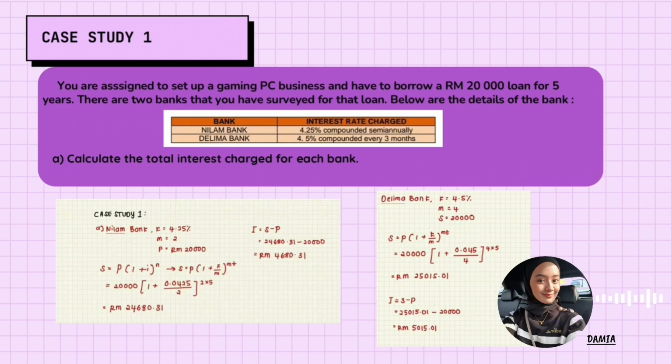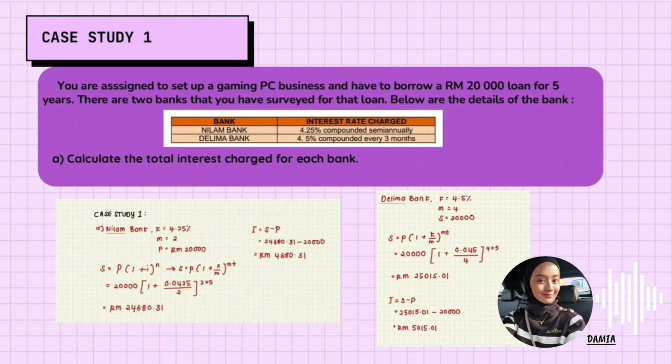So next, calculate the Lima Bank with the interest rate 4.5%, and the frequency will be 4, as it stated compounded every 3 months, and the principal will be 20,000. So using the future value formula again, as we use it for Nilam Bank, we insert the information, which is 20,000 at the principal place, and multiply in the bracket, which is 1 plus 0.045, where we change the interest rate to the decimal value, and divided by 4, and then the answer will be exponent with 4 times 5, where 4 is the frequency and 5 is the year, and we'll get the answer 25,015 ringgit 1 cent.